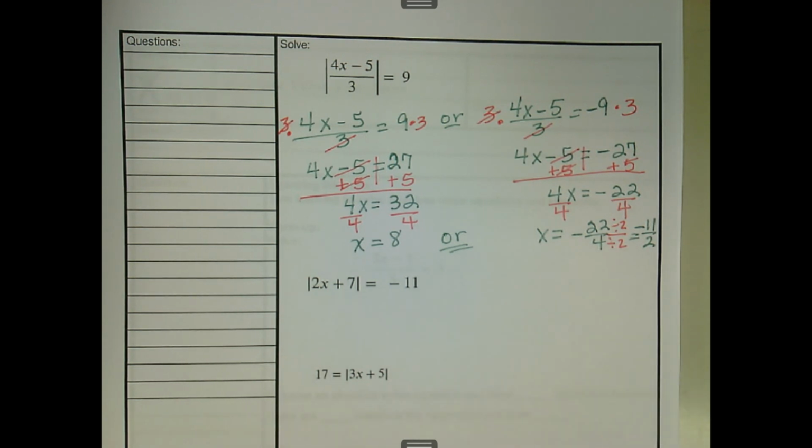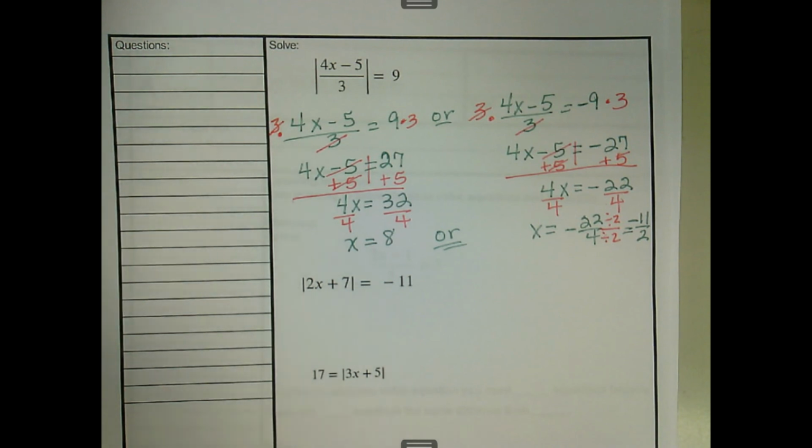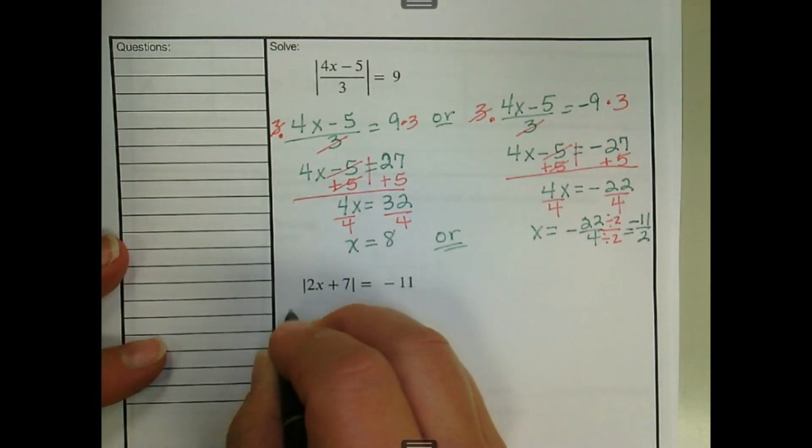Okay, pause the video and take a look at this one, and see if we can do this next one on our own. I hope you didn't go very far. This is a negative 11. So what that means, there is no solution. I have no solution because a distance is never negative.